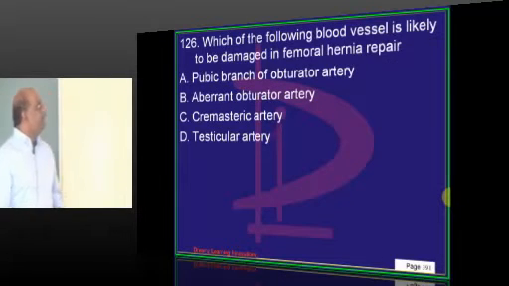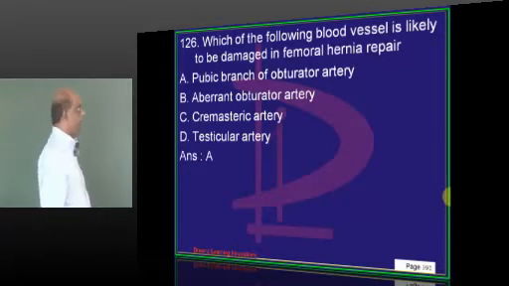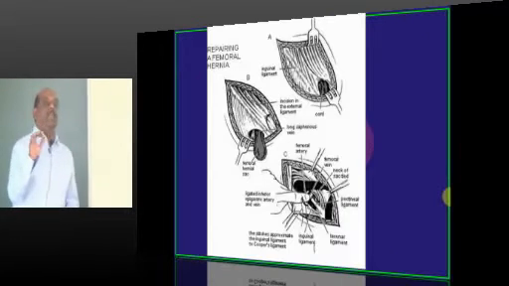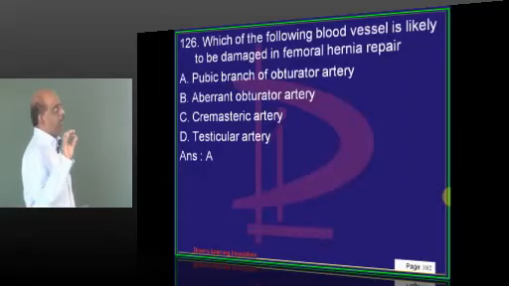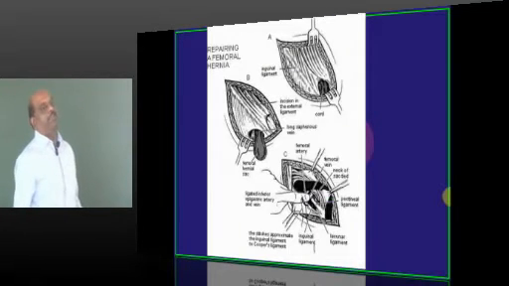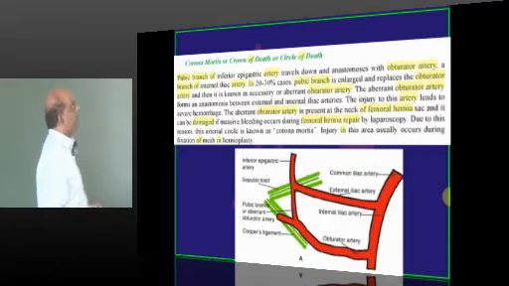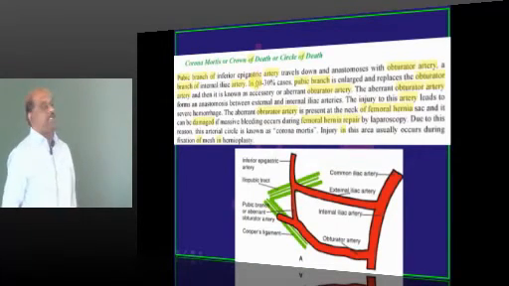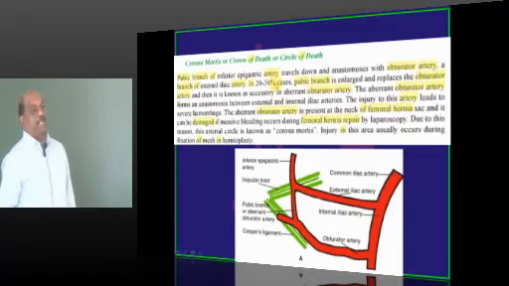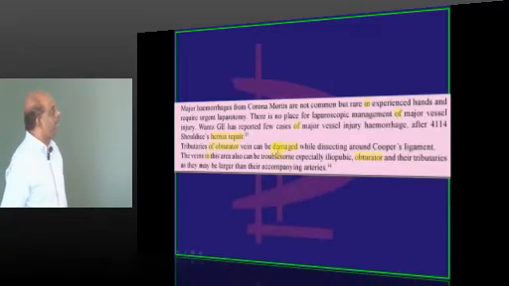Now doctor, femoral hernia repair, which vessel is injured commonly? The pubic branch of the obturator artery is a very dangerous vascular relationship which can get affected whenever you are doing a femoral hernia repair, is what you have to be quite clear about. There is a corona mortis, or crown of death, or circle of death, it is called. So I leave the literature for you about aberrant obturator artery, everything, you can have a review of that.